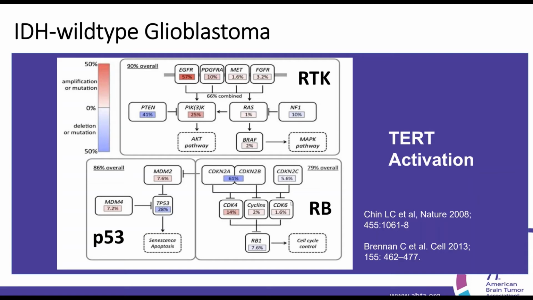They happen to fall within 4 families: the receptor tyrosine kinase family, the p53 family, the retinoblastoma family, and then the TERT promoter mutation that leads to TERT activation and an escape from cell death or senescence. So you will begin to see, and probably have seen in the past decade, these genes be incorporated into brain tumor diagnoses. And this represents a major step forward.